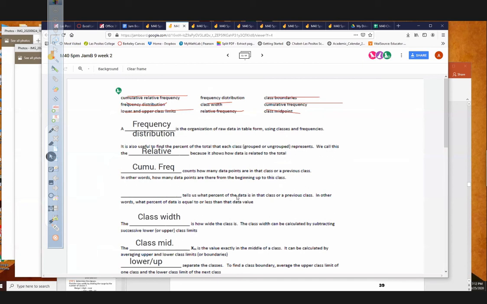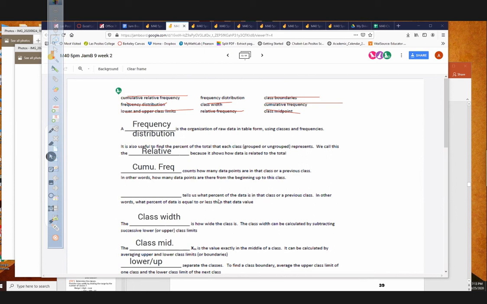What percent is in that class or previous class? So it's kind of like cumulative, only it's with percents instead. So what happens when you do cumulative on percents? So you're talking about percent is in that class or previous class. In that class or previous class, it's cumulative, but it's on percents, not on regular frequencies.